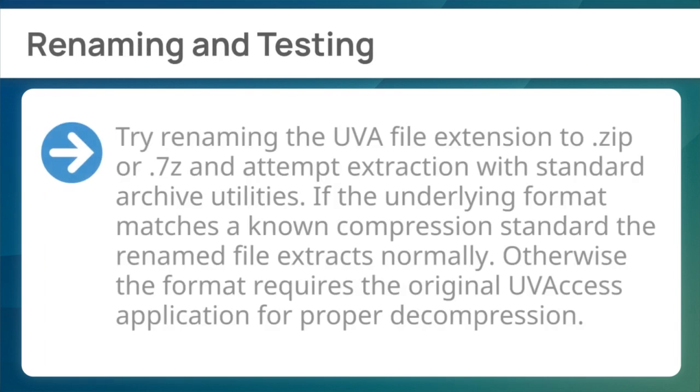Finally, renaming and testing. Try renaming the UVA file extension to .zip or .7z and attempt extraction with standard archive utilities. If the underlying format matches a known compression standard, the renamed file extracts normally. Otherwise, the format requires the original UVAccess application for proper decompression.